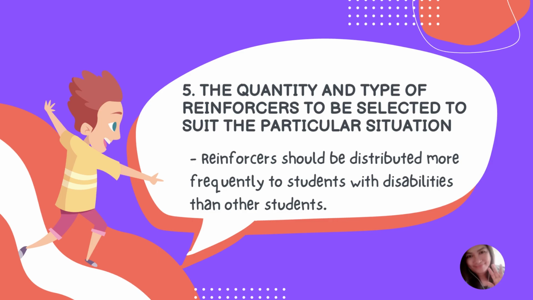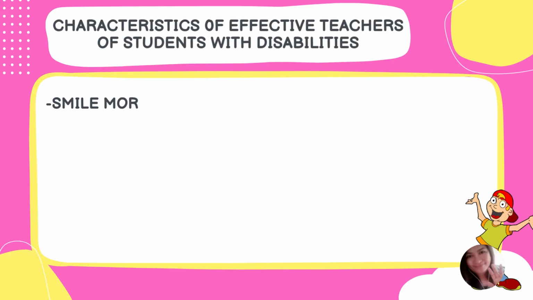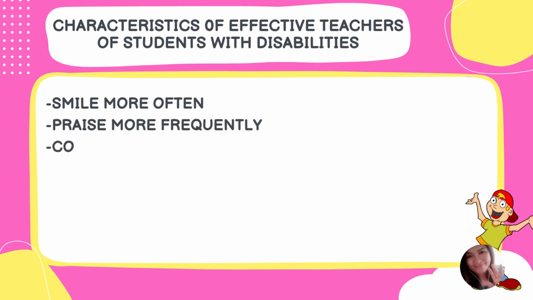Number 5, the quantity and type of reinforcers should be selected to suit the particular situation. Teachers should distribute reinforcers more frequently to students with disabilities than they do to other students. The following are the characteristics of effective teachers of students with disability.